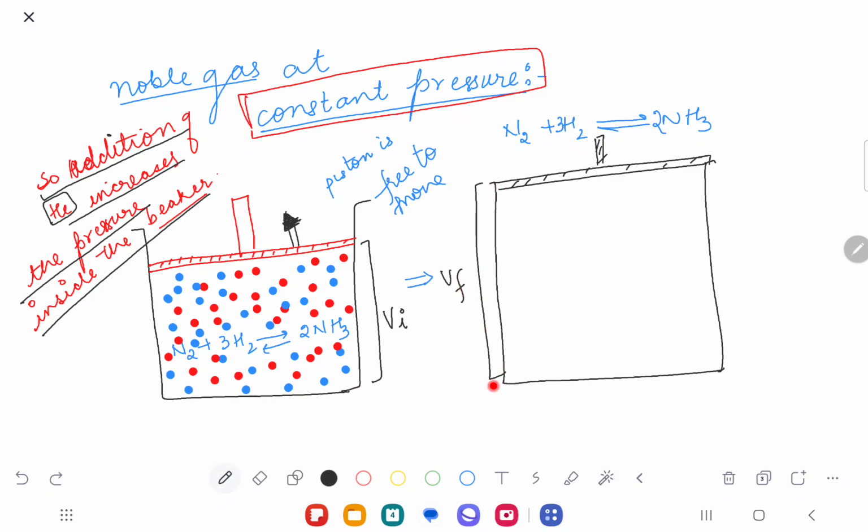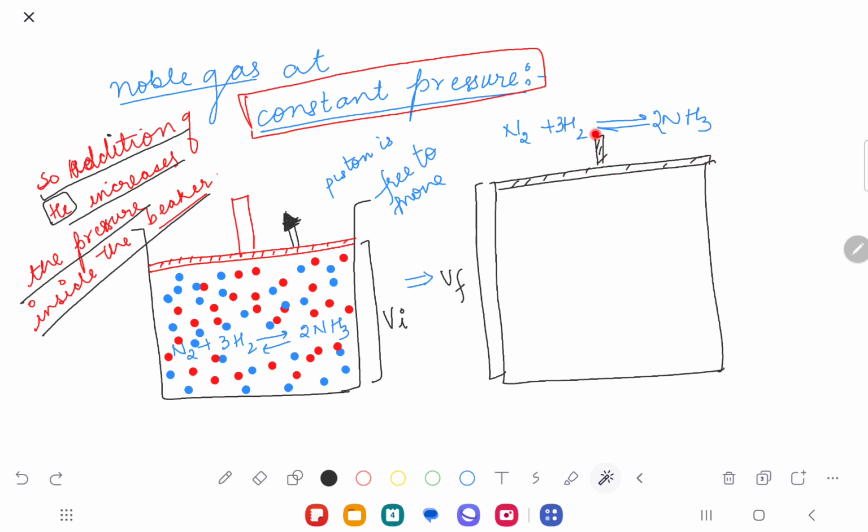Yes, it has. And I have done nothing. When helium goes inside, it does nothing. It doesn't react with nitrogen, it doesn't react with hydrogen, and it does not react with ammonia. So helium is actually not reacting with any of my reactants or any of my products. But what is happening? Helium is actually forcing the piston to move upwards. Are you understanding? And when helium forces the piston to move upwards, what do you think would happen?